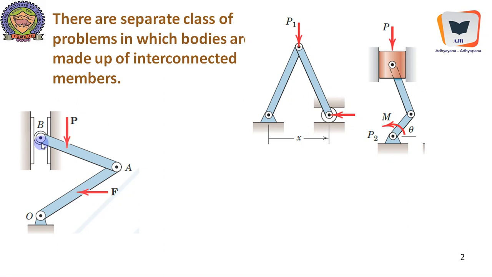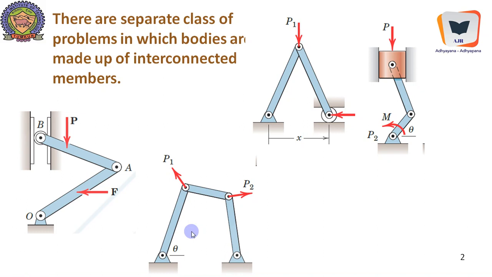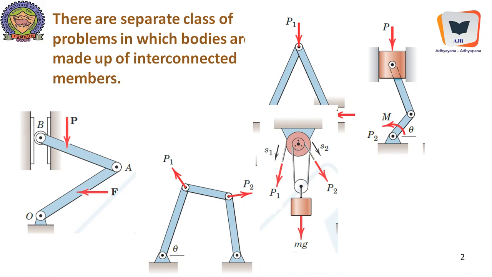And here again, this is a portal frame with hinges, and there may be something which is under question. What is the configuration if P1 is applied over here, or what is the configuration when P2 is applied over here? Anyway, this is a system of pulleys, and we need to find out the tension in the ropes or tension in the wires in order to hold this particular body in equilibrium.